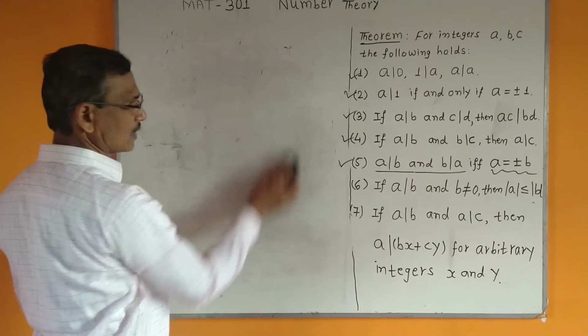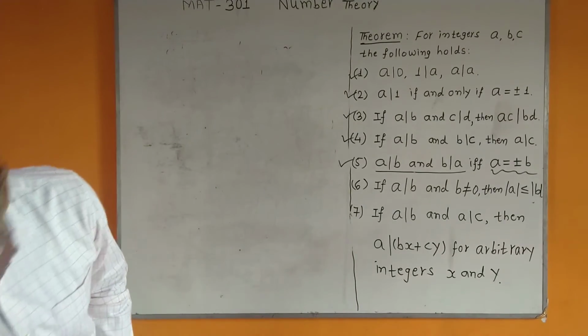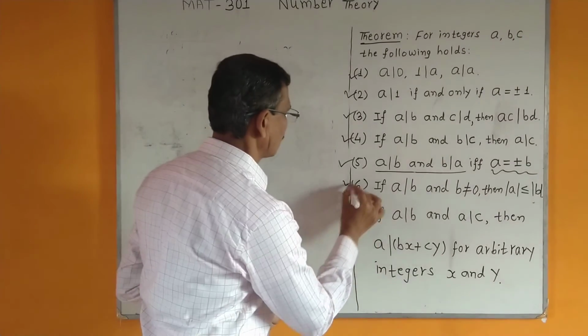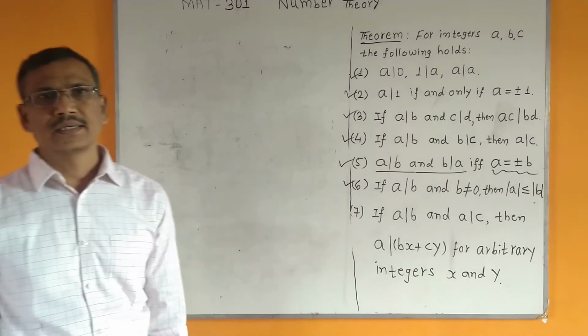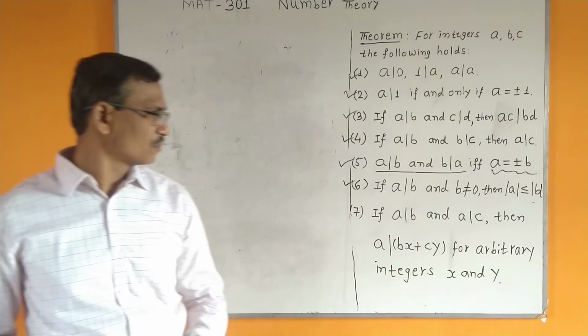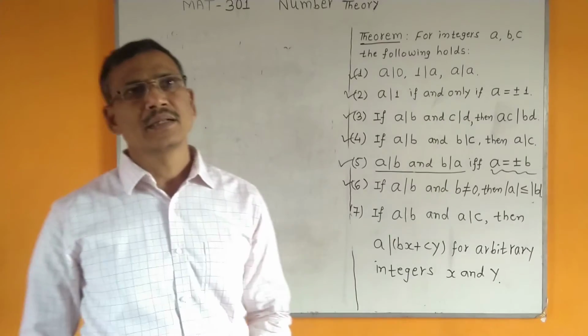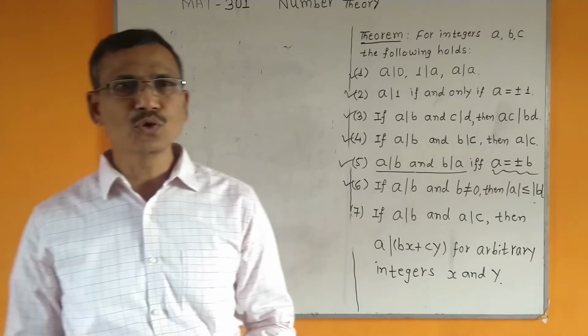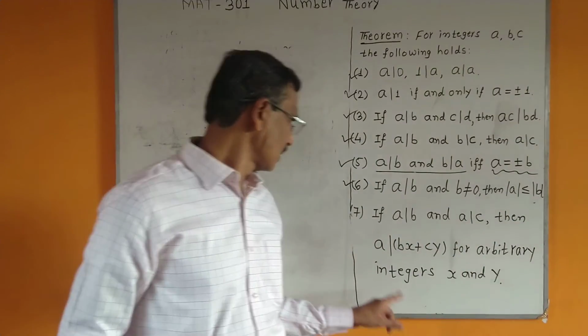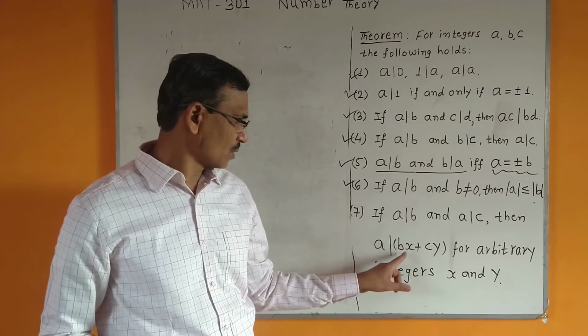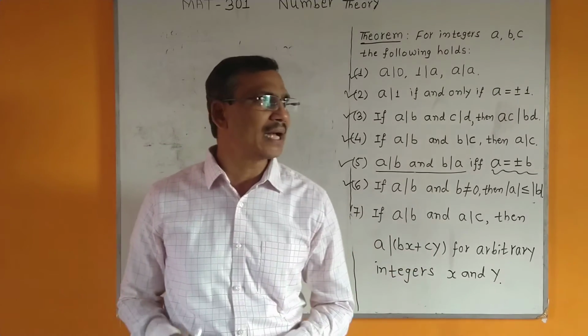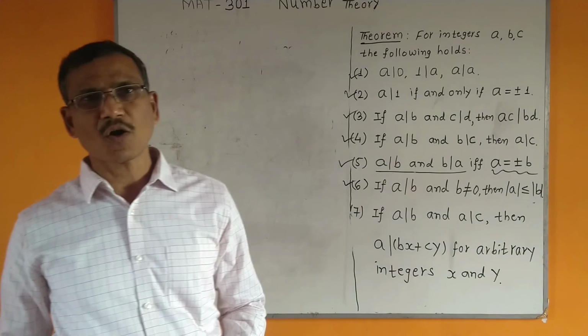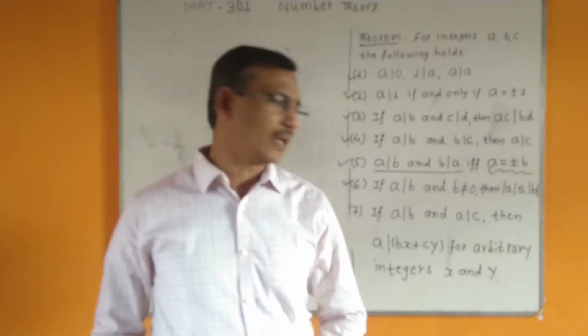Then, the last property, we have proved, that is 6. Now the proof of 7. The property is: A divides B and A divides C. That means one integer divides two different integers. Then we have to prove that A divides Bx plus Cy. That means that integer divides the linear combination of the remaining two integers.